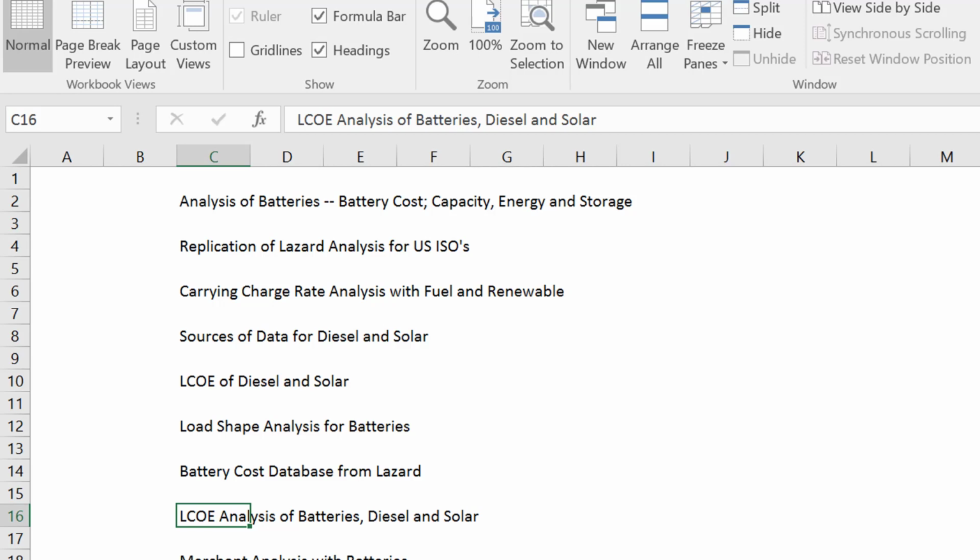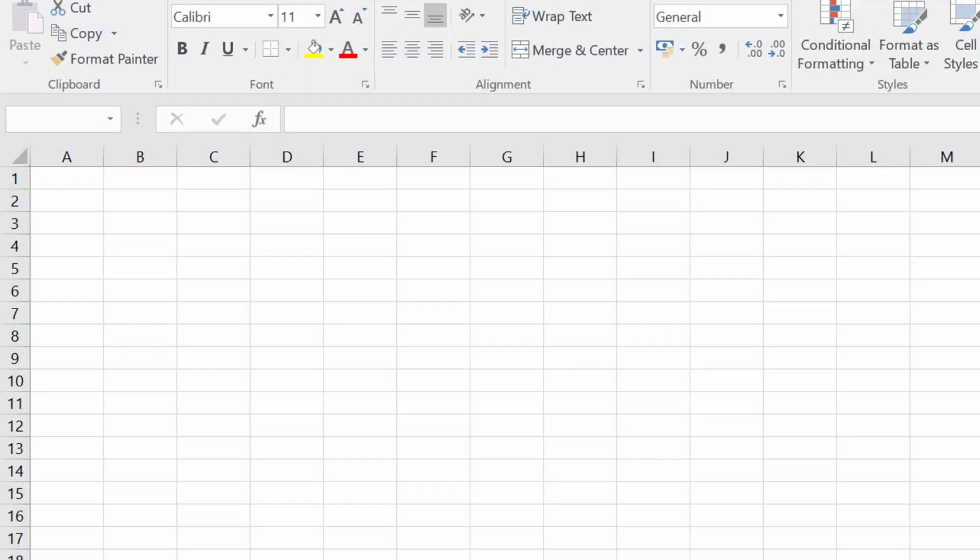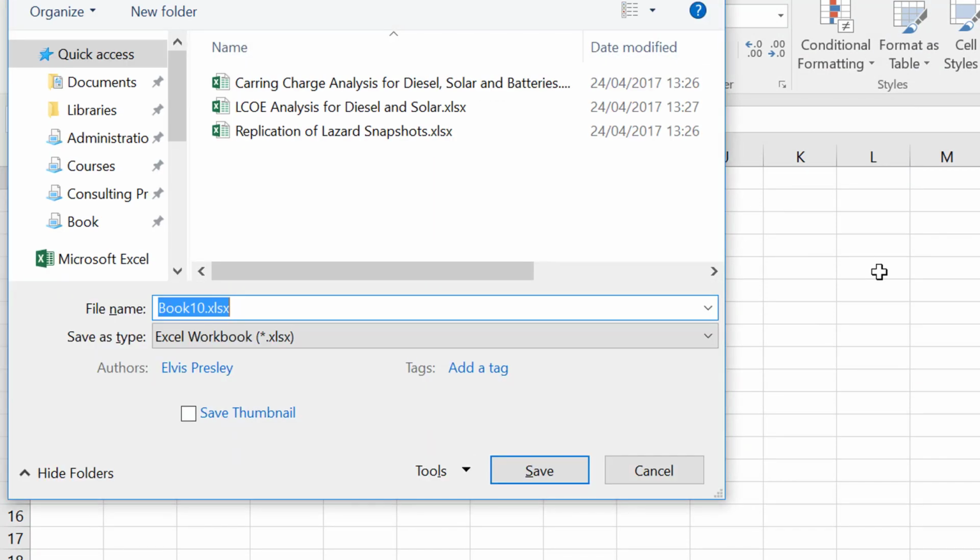So the next file, I'm going to go ahead and open the next file, Control N, I already told you, F12, and this is going to be, I'll put LCOE, even though it might not really be LCOE, how about cost and benefit analysis of batteries with different load shapes.